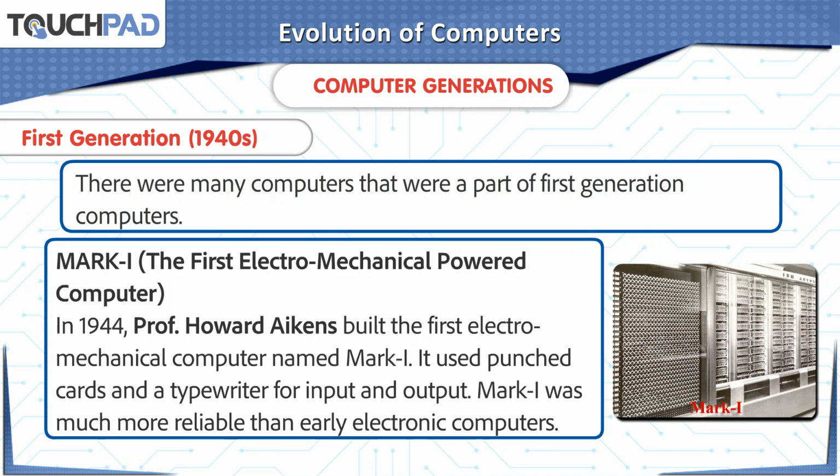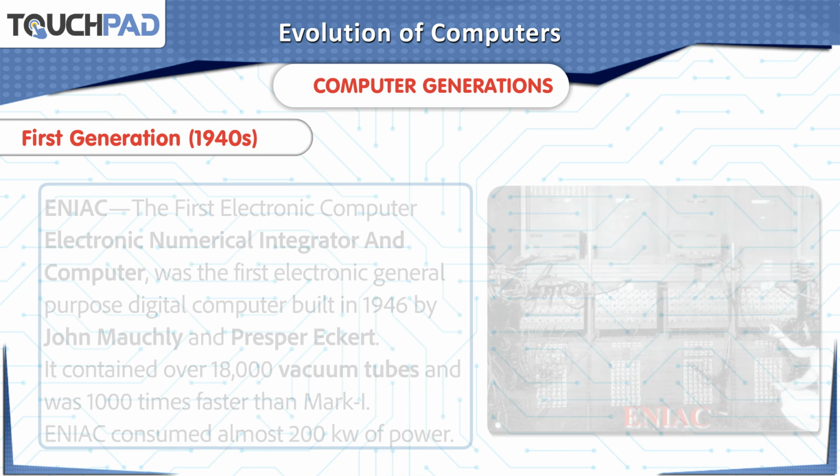Mark I, the first electromechanical powered computer. In 1944, Professor Howard Aiken built the first electromechanical computer named Mark I. It used punched cards and a typewriter for input and output. Mark I was much more reliable than early electronic computers.